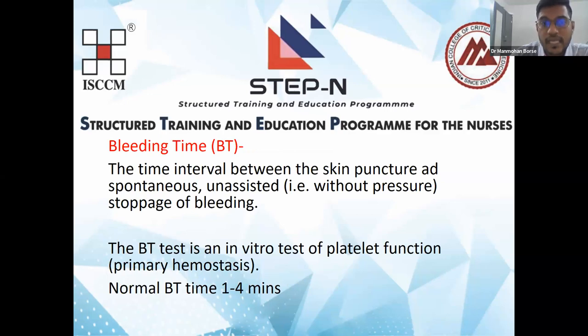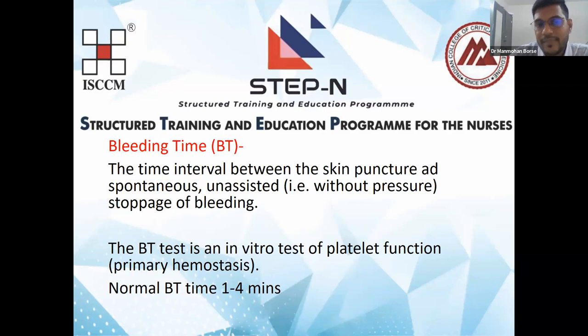Bleeding time is the time interval between the puncture of the blood vessel or skin puncture and unassisted stopping of that bleeding. Okay. So time of puncture. When they test, actually, they take the blood sample and from there it stops on its own. That is what we call bleeding time. Normal bleeding time is 1 to 4 minutes. Okay. And this is actually the test of primary hemostasis. It reflects the function of your platelet. Okay. So that's why bleeding time is important.